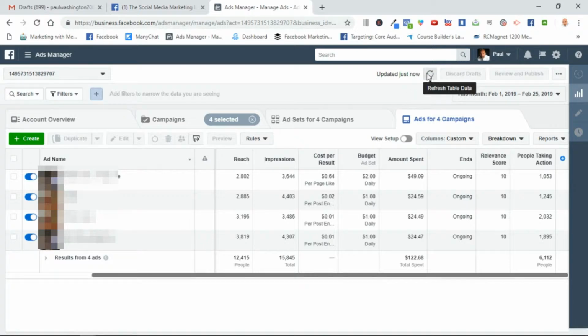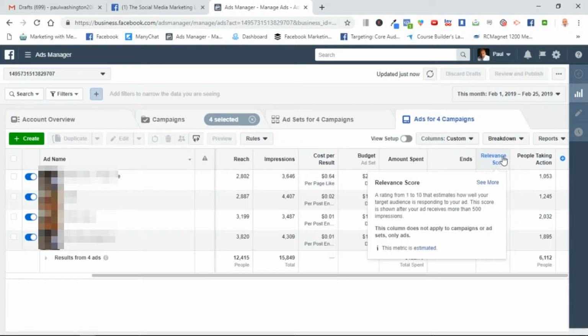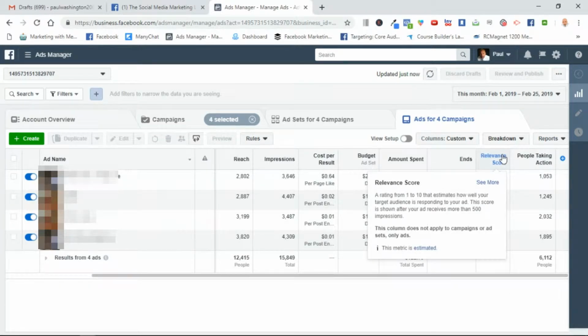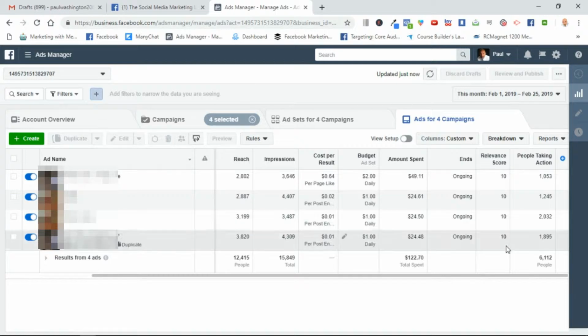snapshot of my current Facebook ad dashboard. Today is February 25th. I'm currently running 4 ads for my business, and you can see all of my ads have a perfect 10 relevance score. The relevance score is a rating from 1 to 10 that estimates how well your target audience is responding to your ad. So as you can see, all 4 have a perfect 10.